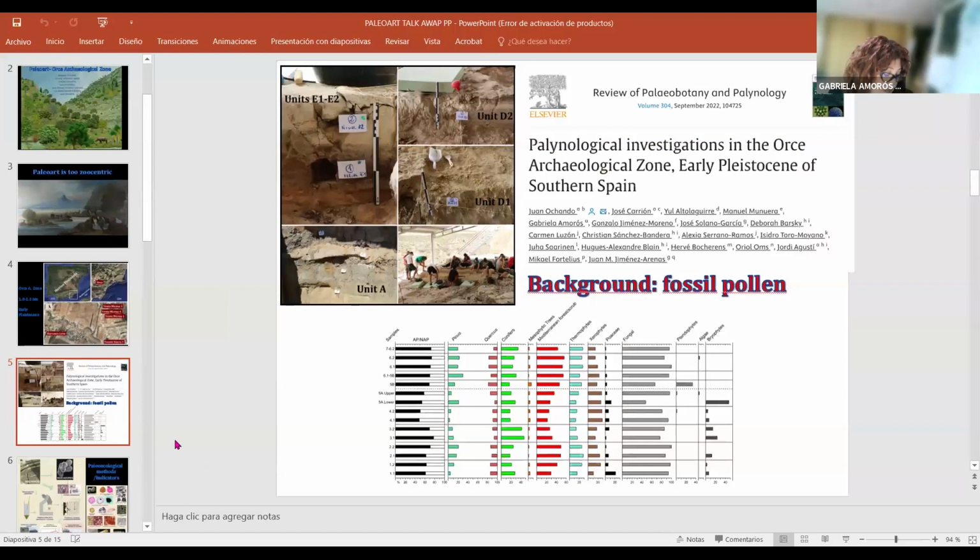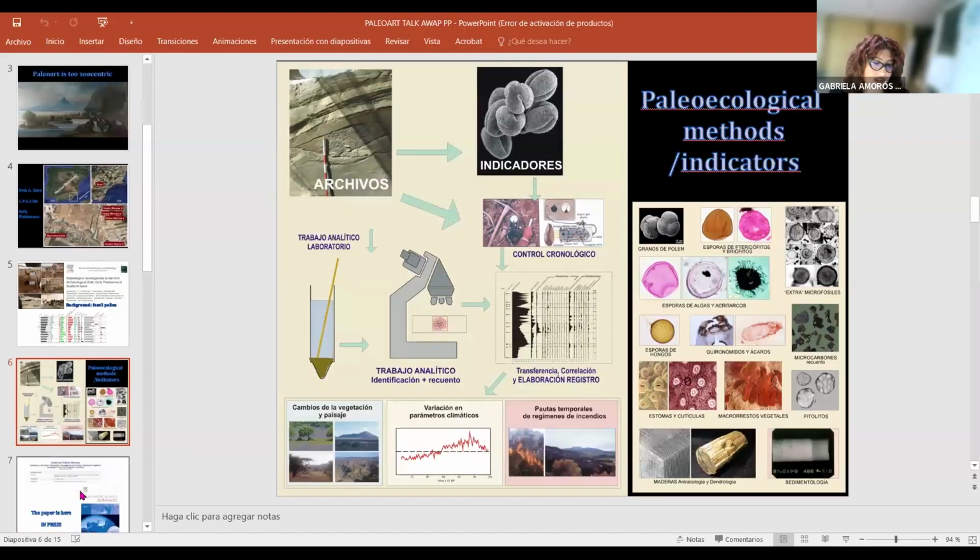The scientific background is mainly analysis of fossil pollen. The records were published in these journals. The scientific method begins with sediment extraction, then analysis in the laboratory.